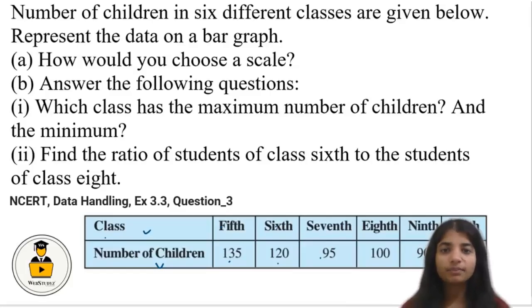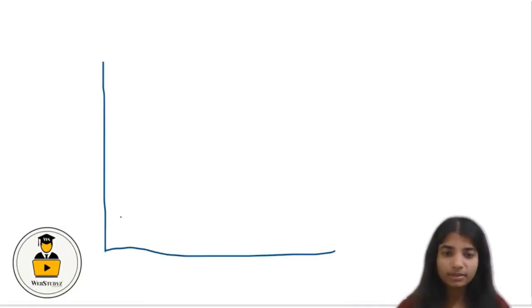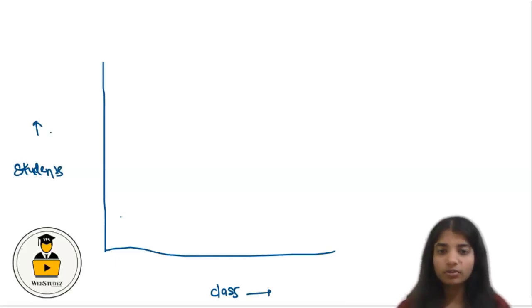So in the first part, we have to represent the data in a bar graph. The first question is, how will you choose the scale? Here the number of students ranges from 80 to 135 in each class. So we are going to draw the graph from 0 to 140 with a gap of 10. The X-axis is representing the class and the Y-axis is representing the children or students in every class. So we are going to take the scale from 0 to 140.